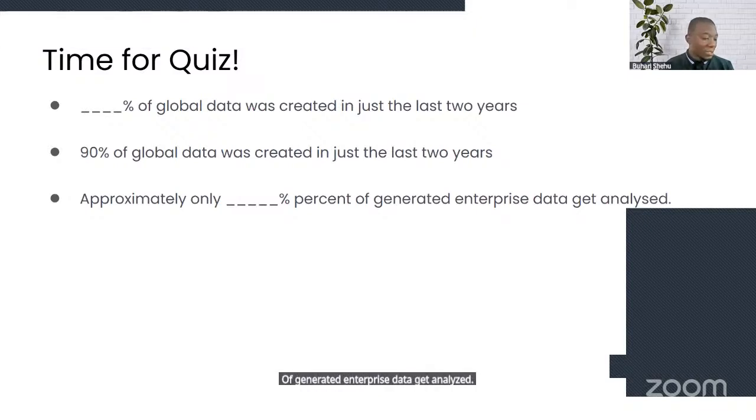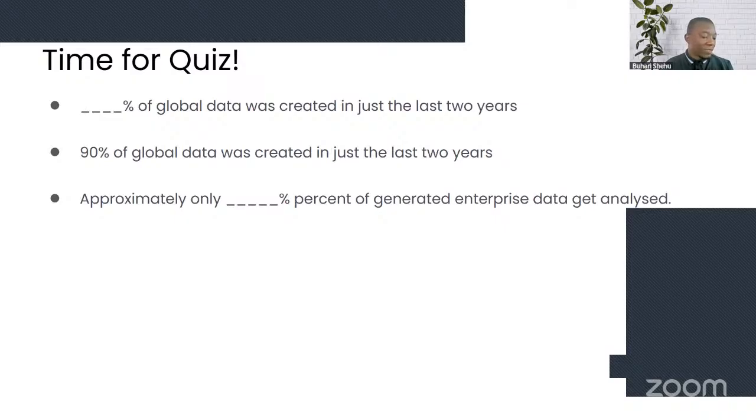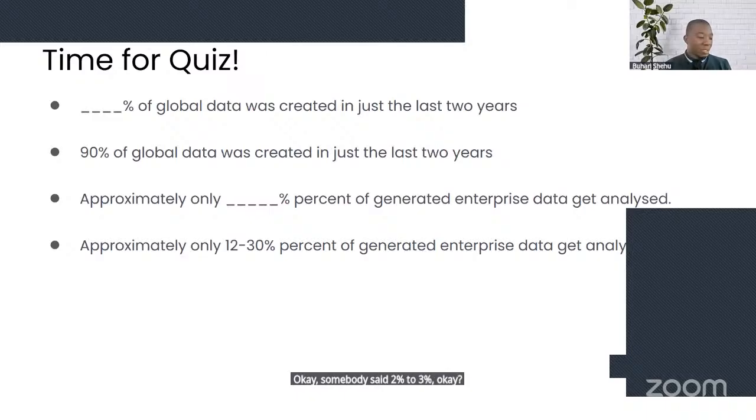So approximately -% of generated enterprise data get analyzed. Can you get the percentage? David said 40. Okay. Jafar said 20. Huawei said 40. Grace said 45. Fortune said 15. Okay, somebody said 2 to 3%. Okay, good attempts. So approximately 12 to 30% of generated enterprise data get analyzed.